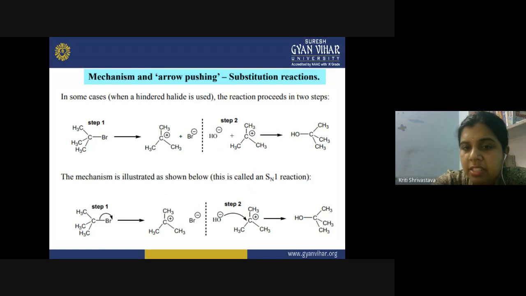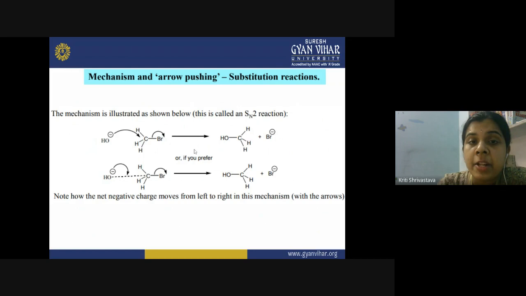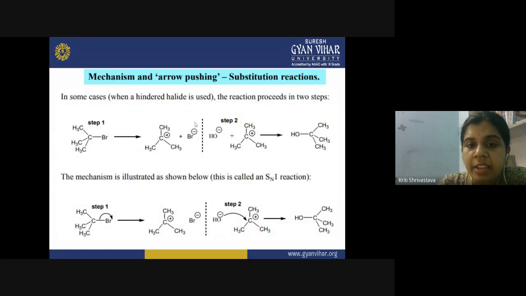So what is the difference in the two mechanisms that we have just discussed? In the previous mechanism we have seen that the anion reaches the substrate, and substitution takes place immediately. In the second, first the leaving group leaves the substrate, and a cation is formed, and after that the attack of the nucleophile over this cation takes place. So in the earlier mechanism the reaction was taking place in one step, and here the reaction is taking place in two steps.